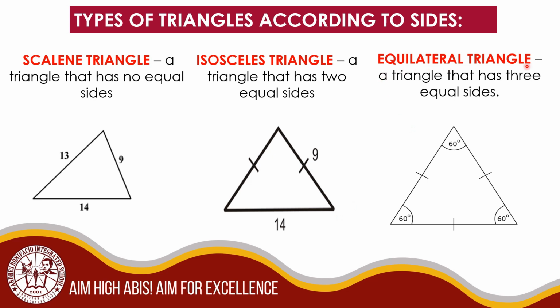Equilateral triangle, a triangle that has 3 equal sides. So the symbols here are equal. The first side, the second side, and the third side are equal. Meaning, if the 3 sides are equal, the angles are also equal. So we have 60 degrees, and 60-degree angle. So let's say this is 8 units. This will also be 8 units. And this also measures 8 units.